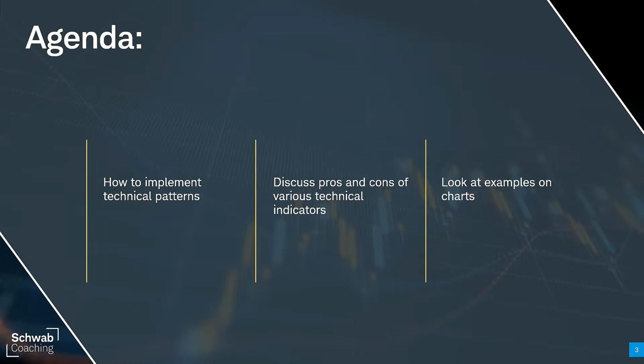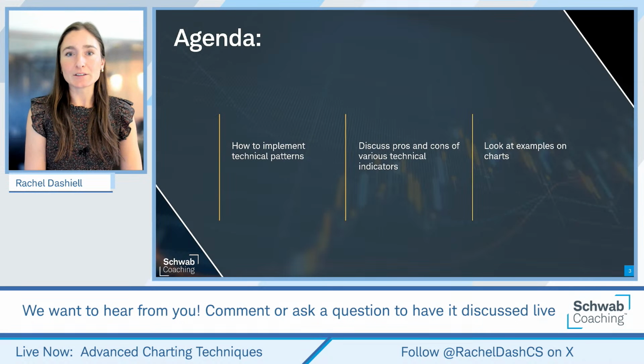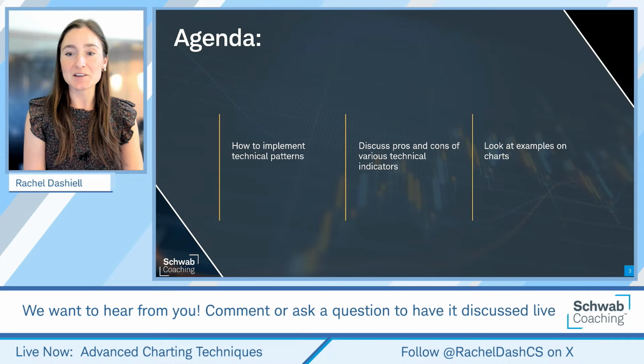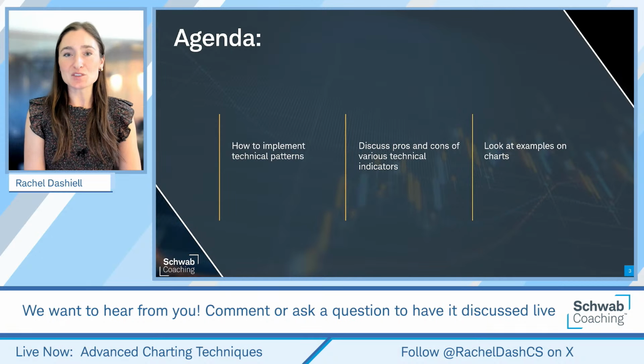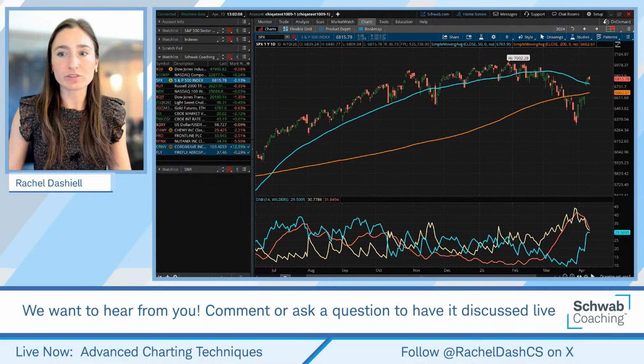Now, for our agenda today, we're first going to start with a market overview. Then we're going to cover how to implement technical patterns into our trading. And we're also going to discuss the pros and cons of technical indicators. So we're going to learn about that one specifically, the DMI. And then we're going to look at examples on charts and place an example trade. So let's dive in here and get started with our little market overview.